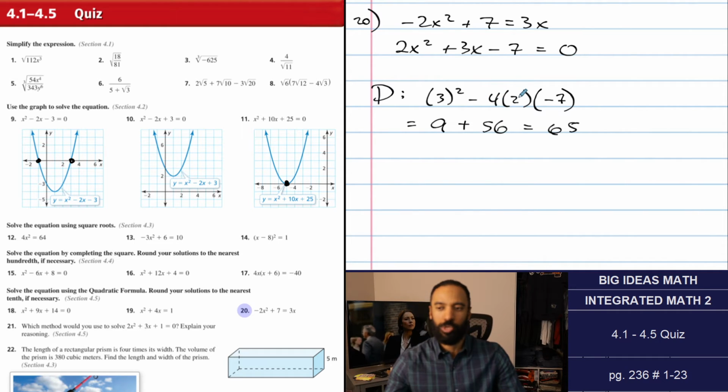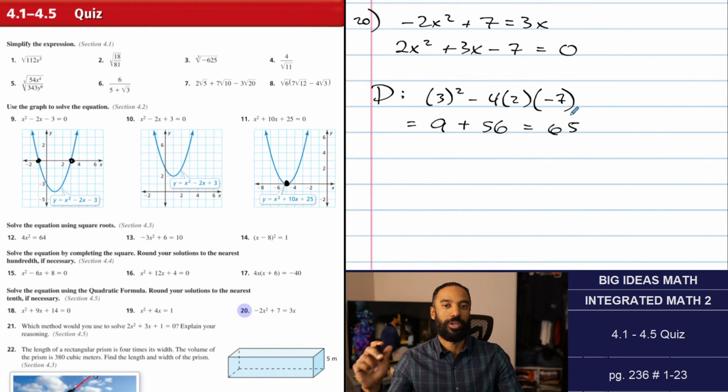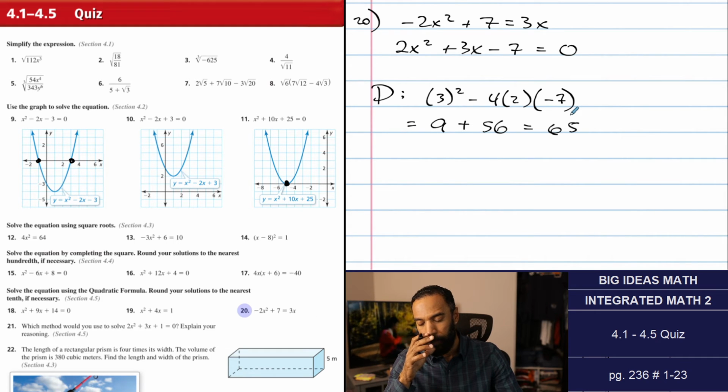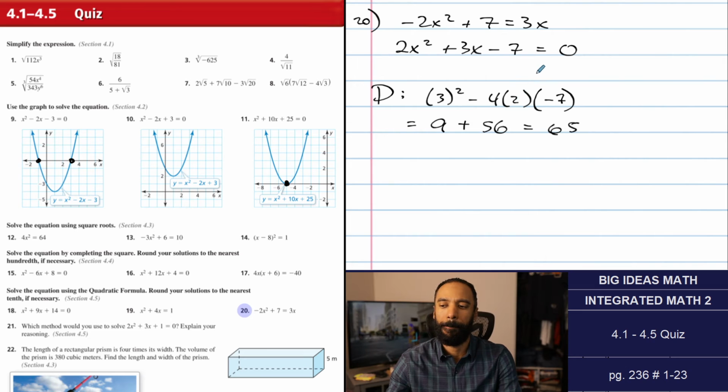Anyway, negative 4 times 2 is negative 8. Negative 8 times negative 7 is positive 56. 9 plus 56 is 65. 65 is the value that's going to go inside the square root. 65 is also 13 times 5. And 13 times 5 cannot simplify at all. So, no perfect square factors. So, we go straight into it.